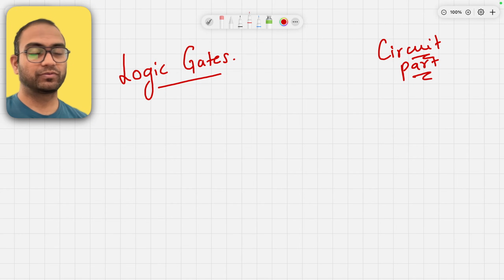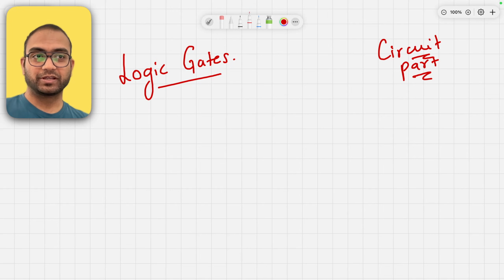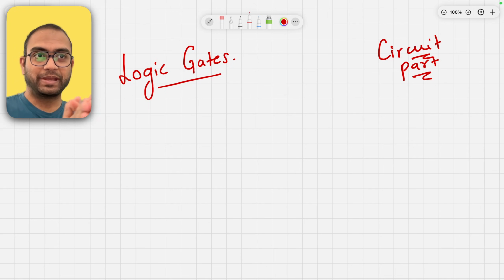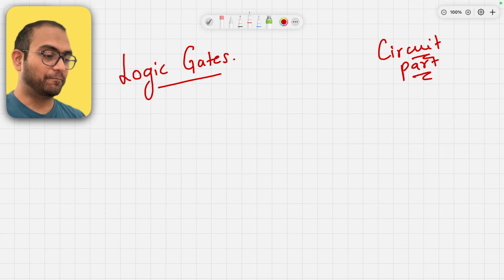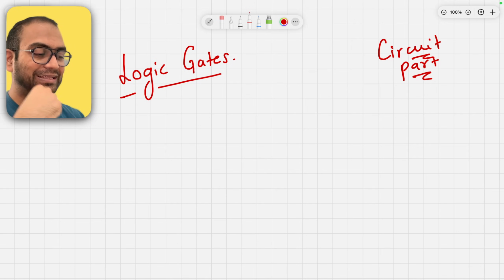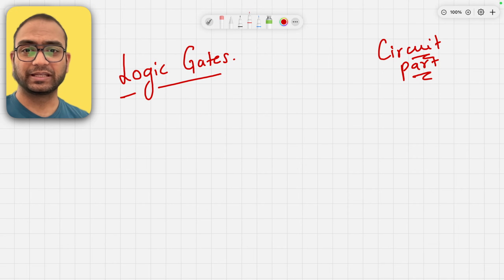The question now that we are going to explore is we're going to take circuits and then make them do logical operations. And that's where this concept of logic gates comes in.